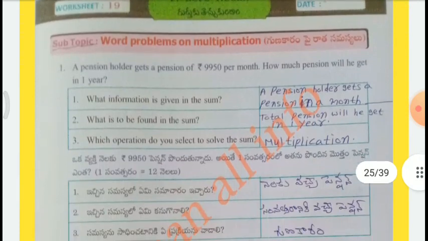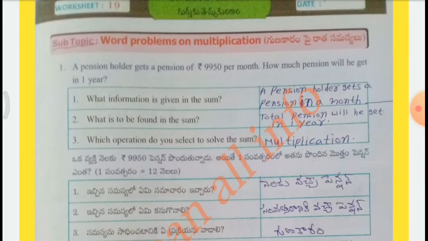Worksheet 19. A pension holder gets a pension of 9,950 per month. How much pension will he get in 1 year? What information is given in the sum? A pension holder gets a pension in a month. What is to be found in sum? Total pension will he get in 1 year? Which operation do you select to solve the sum? Multiplication.